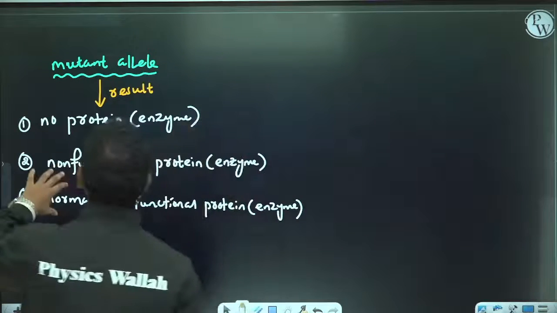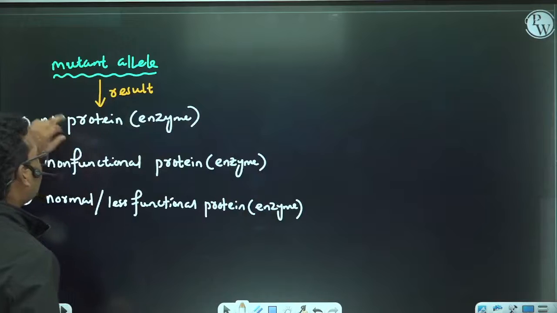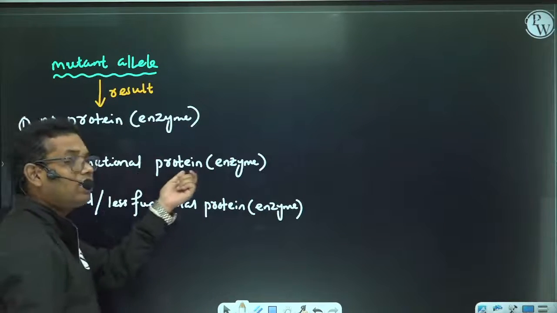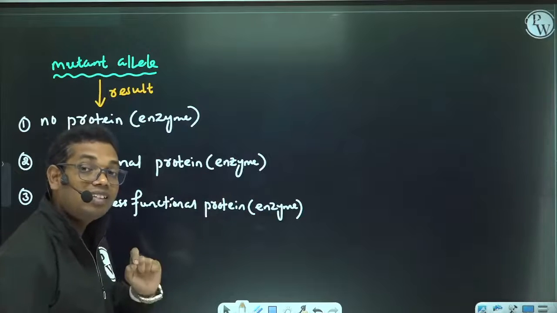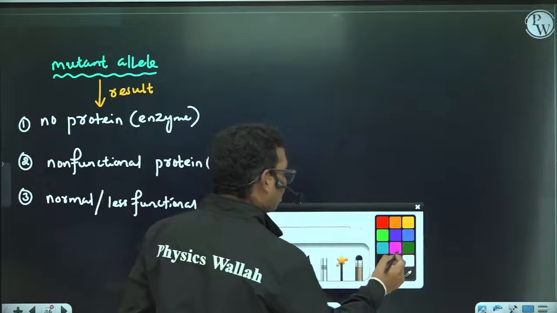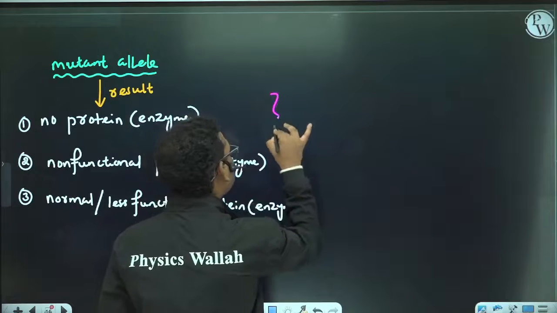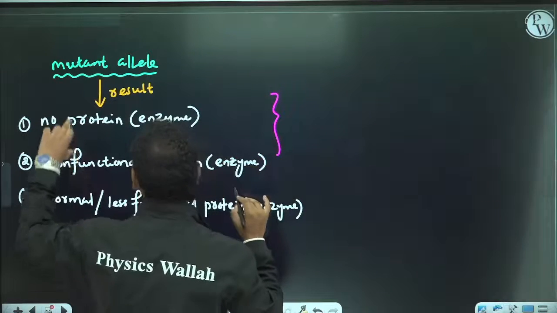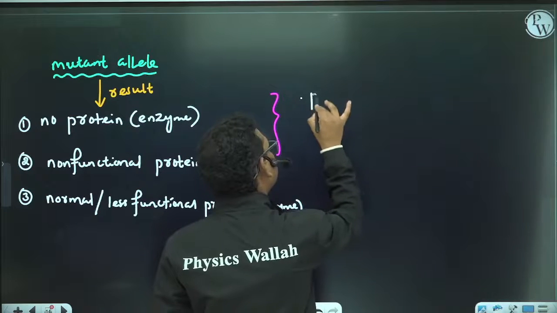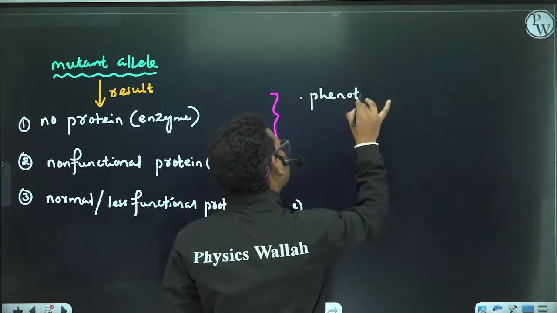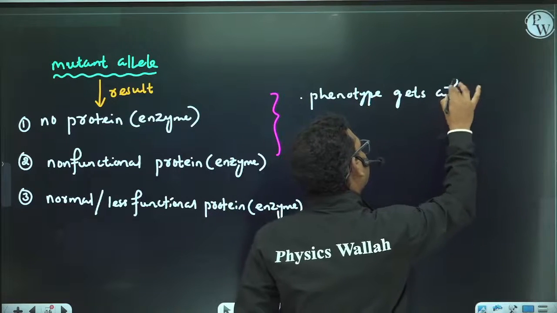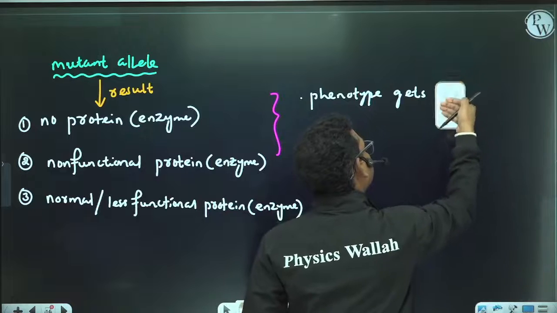So if the mutant allele produces no protein or no enzyme, or if the protein or enzyme produced is non-functional, in that case the phenotype will be affected. In that case, what will be affected? The phenotype will be affected. So I will write here: in both of these cases the phenotype gets affected, or the phenotype gets modified.